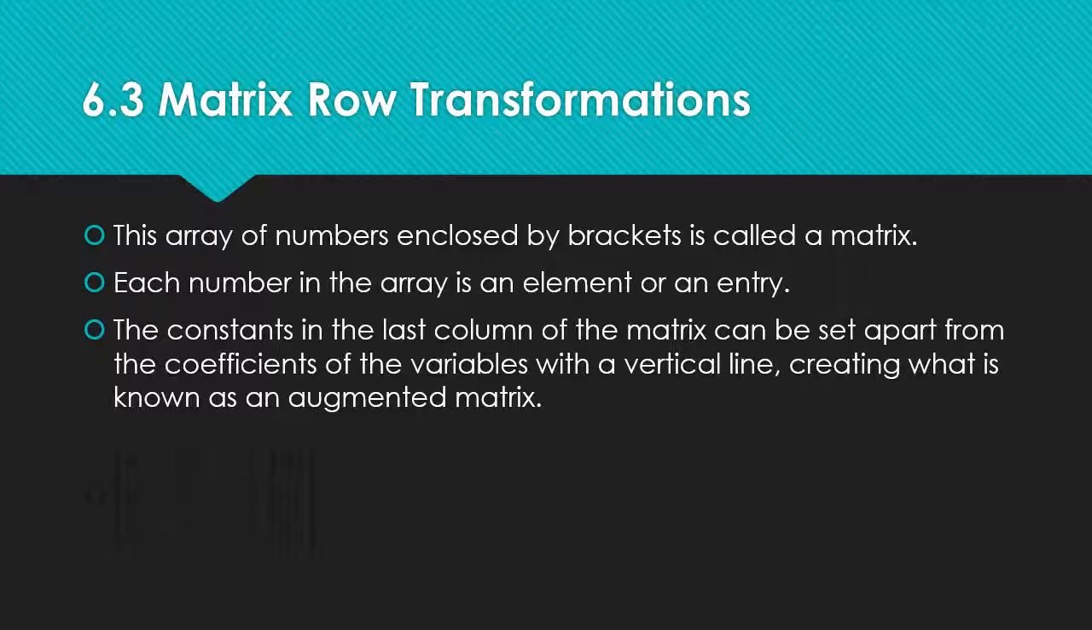The contents in the last column of the matrix can be set apart from the coefficients with a vertical line, creating what is known as an augmented matrix, which looks like this. So what that does is it tells us that the first set of 9 there, those are all coefficients. The last ones are constants. They are the solutions to the equations.